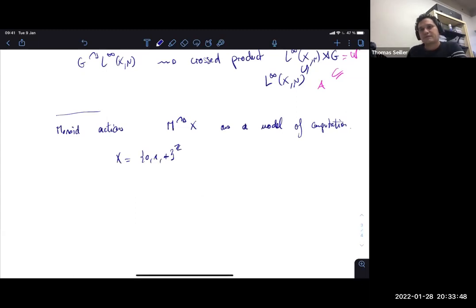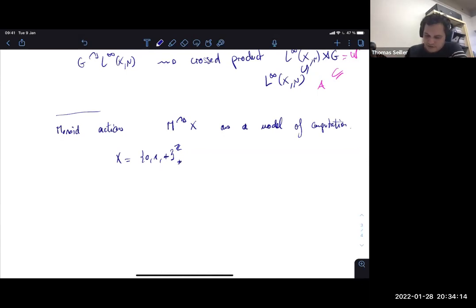Z-indexed sequences of 0, 1, and star, right? So star is for the empty, the blank symbol. And you take the subspace where almost all symbols are star. So you just have finitely many zeros and ones. So these are basically what the configurations of a Turing machine tape should be, right?